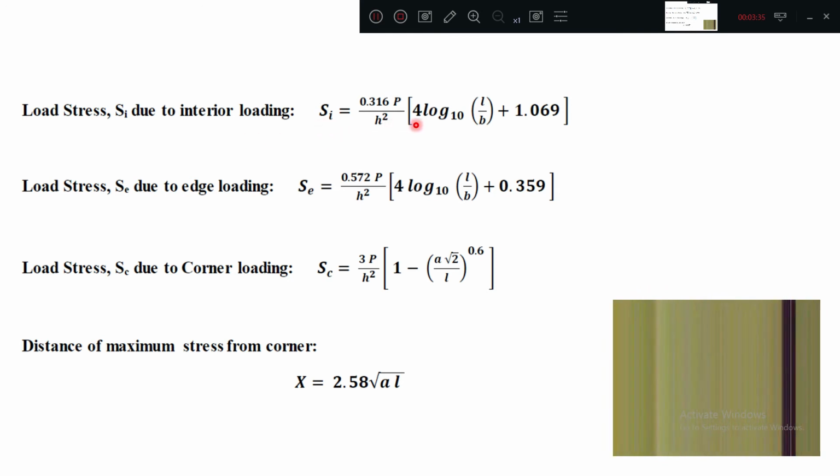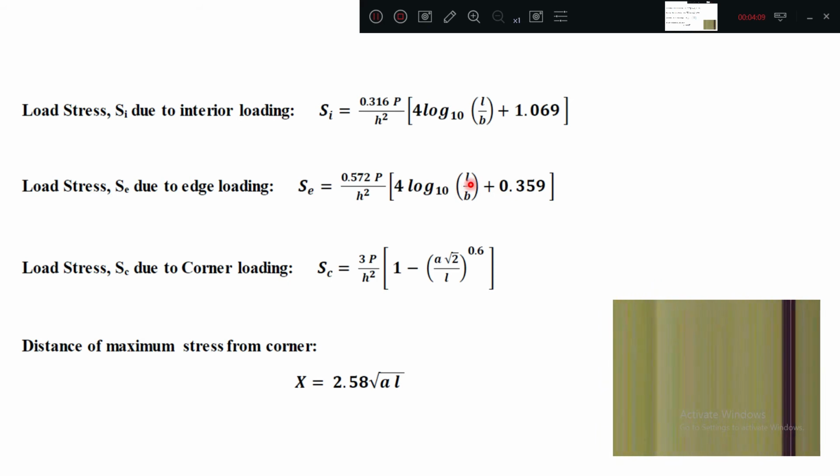So SI, again this formula will be used. P is there. P is nothing but wheel load. H is slab thickness. L is the radius of relative stiffness. B is one more factor. We'll see equivalent radius that will come. So what are the other terms? Other than that, there are normal arithmetic equations only. A is one more. We will see distance of maximum stress from corner. So that equation is x equal to 2.58 square root of AL.